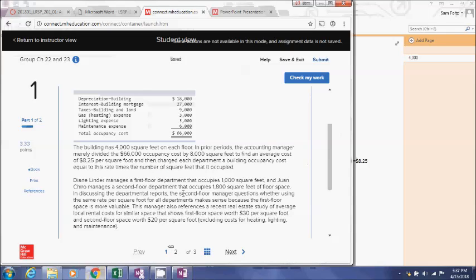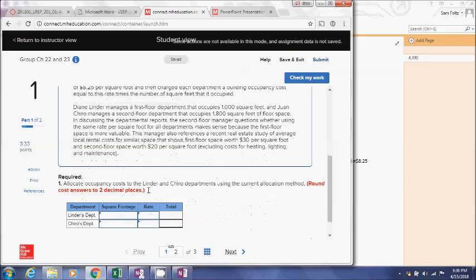So we're in a meeting, right? It says in discussing the departmental reports, the second floor manager, that's Juan Chiro, questions whether using the same rate per square foot for all departments makes sense because the first floor space is more valuable. Uh-oh. This manager also references a recent real estate study of average local rental costs for similar space that shows first floor space worth $30 and second floor space worth $20. Oh man. And then it says allocate occupancy cost.